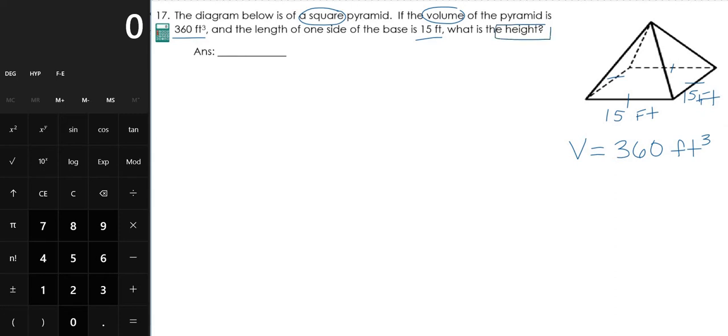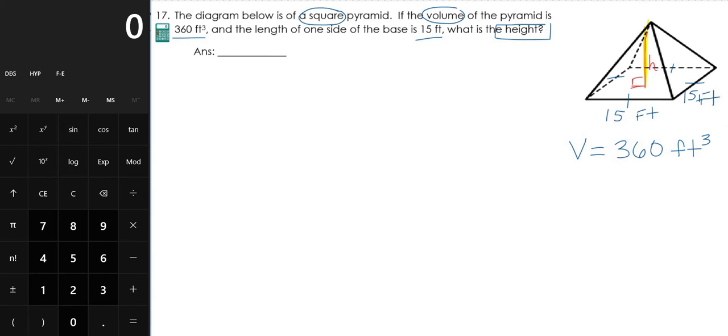What is the height? Now, the height of the pyramid goes from the top apex all the way down to your base. A lot of times you see that drawn into the center of your base, and that's what I did here. I drew it to the center of the base. And I'm going to make it perpendicular because heights are always perpendicular. So they're asking you, what is the height? What is h? I'm going to label that h.